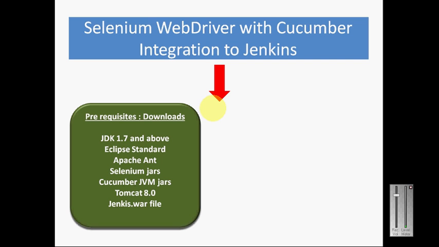Cucumber supports both Ruby and Java, and in this video we'll be showing how we can use Cucumber with Java. The JVM jars are provided on the Cucumber website, so download that. Another thing required is Tomcat, a web server. We are deploying the Jenkins war file on Tomcat and using it for continuous integration. Of course, the Jenkins.war file should be downloaded from the Jenkins website. So these are the list of downloadables.